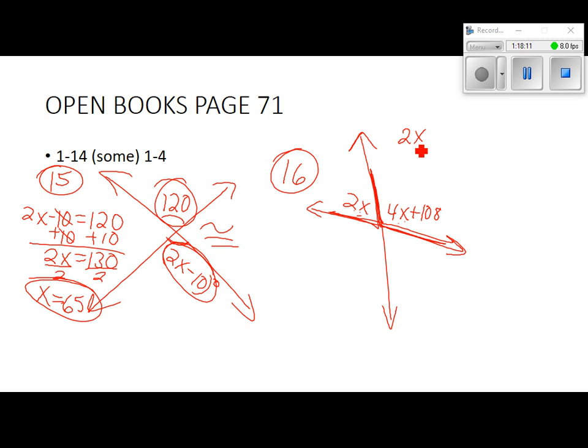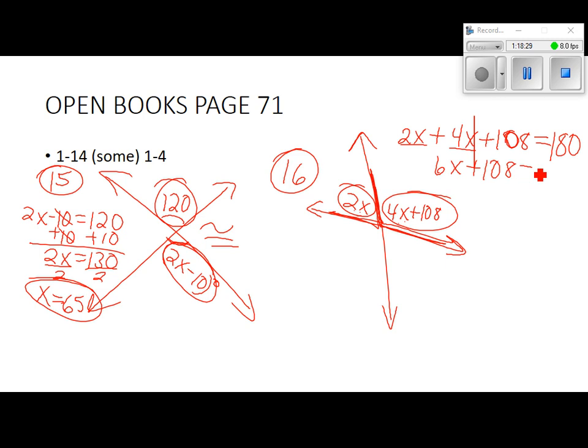So 2x, this angle, plus this angle, which is 108. Those two added together have to equal 180. Like terms, that's 6x plus 108. Ignore that stray mark. Subtract 108 on both sides. You end up with 6x equals 72.